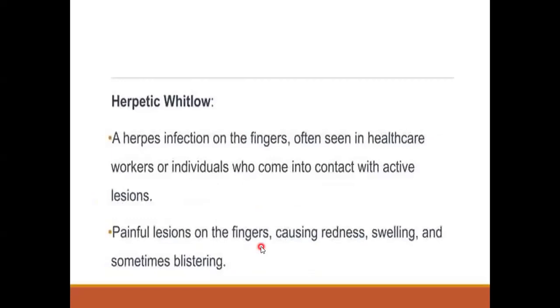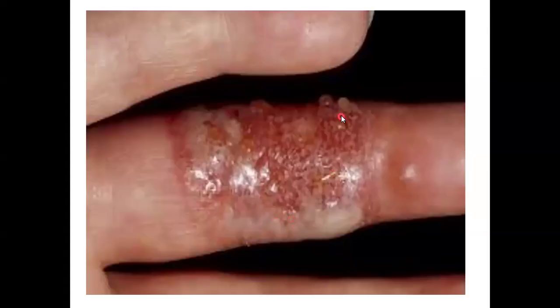Then we have herpetic whitlow. Whitlow is more common in herpes simplex virus 1, a herpes infection on the fingers, often seen in healthcare workers or individuals who come in contact with active lesions. They are painful lesions on the fingers, causing redness, swelling, and sometimes blistering. So here it is. You can see here, these are the blisters that are formed on the finger, quite common. So they bring you a picture like this on exam, then they ask you, which virus caused this? So you know it's herpes simplex virus type 1.